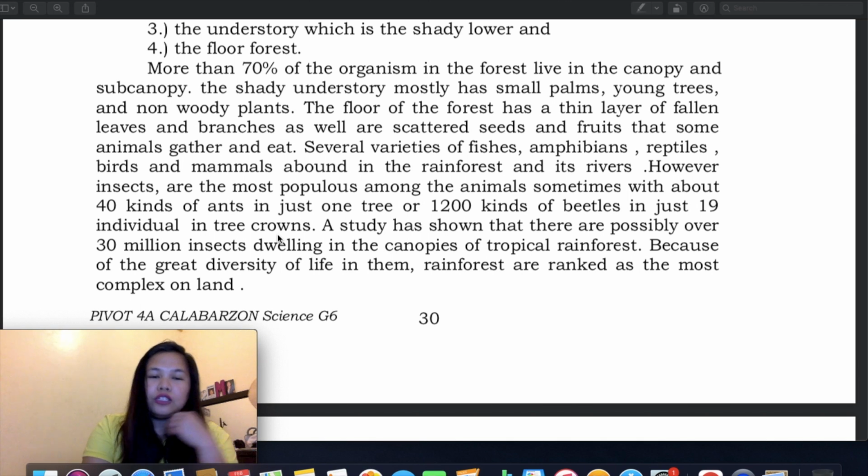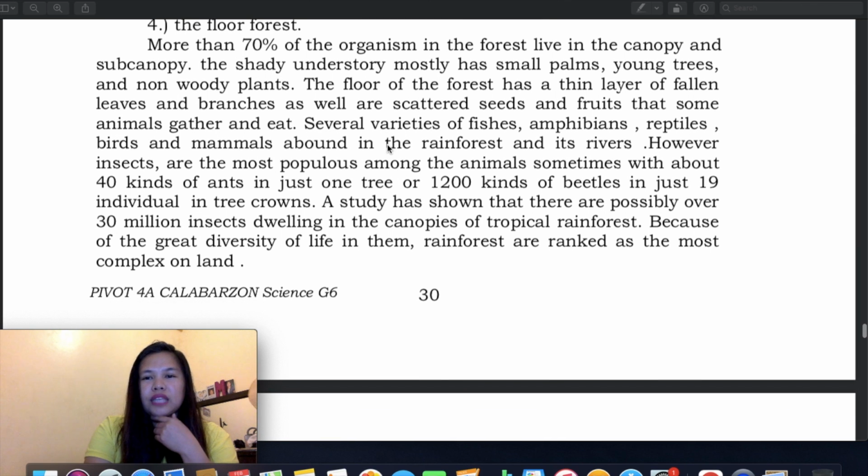So yun na nga po. So imagine, 70% of organisms ay naninirahan sa canopy and sub-canopy. So the shady understory mostly has small palms, young trees, and non-woody plants. So the floor of the forest has a thin layer of fallen leaves and branches, as well as scattered seeds and fruits that some animals gather.